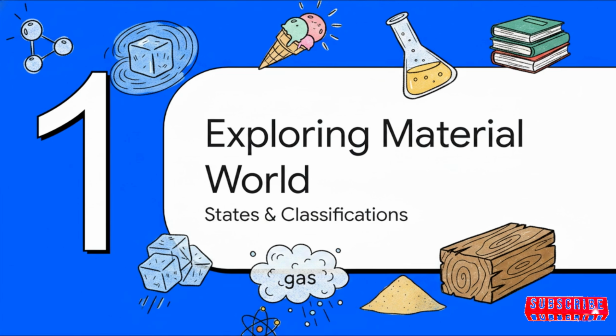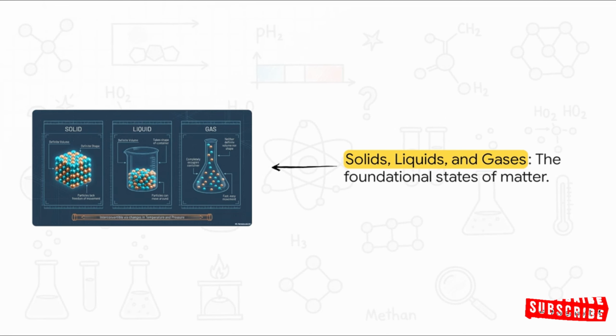Exploring the material world. Just look around you right now. Literally everything that takes up space and has mass is matter, and it mostly comes in three foundational states: solids, liquids, and gases. And the particles behave wildly differently in each one. In a solid, they're packed in super tight, not much freedom there, giving them a definite shape. In a liquid, they've got a bit more breathing room to slosh around and take the shape of their container. And in a gas, they're just bouncing everywhere.